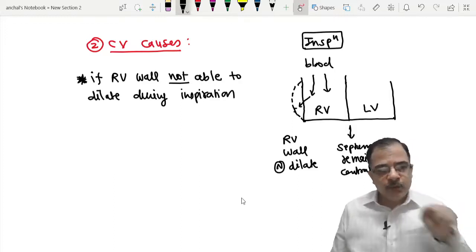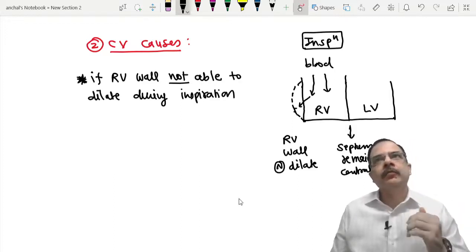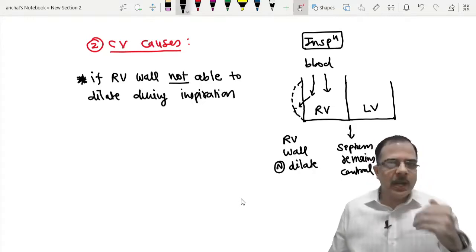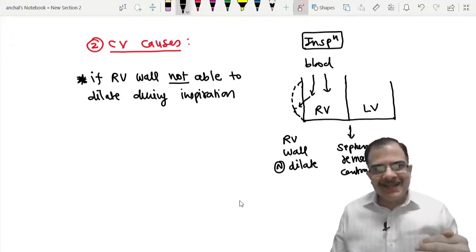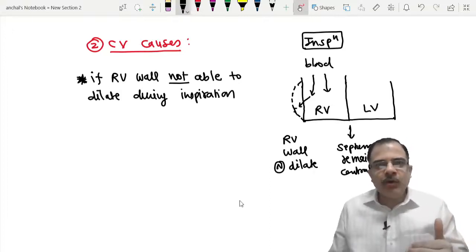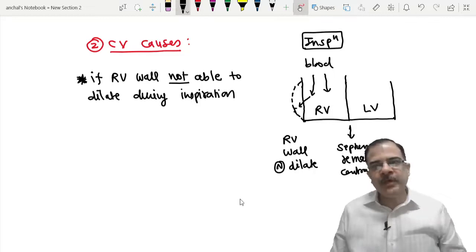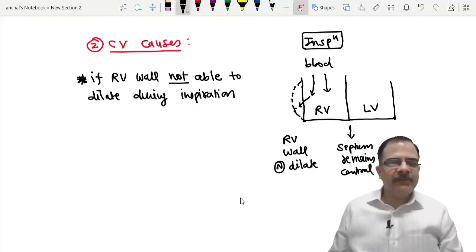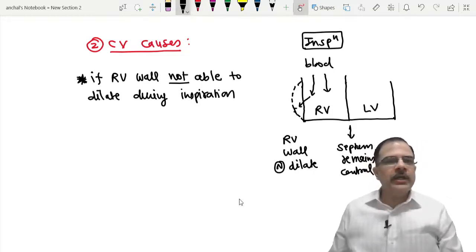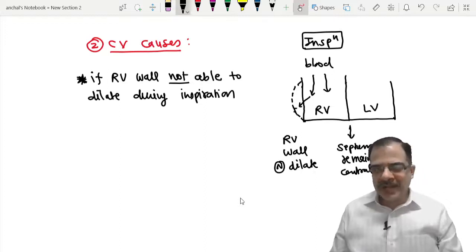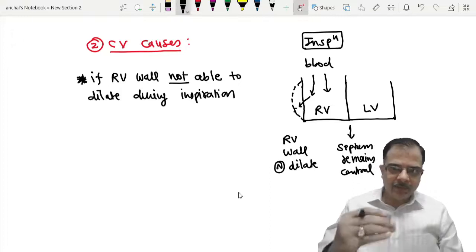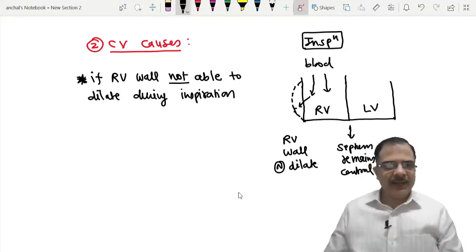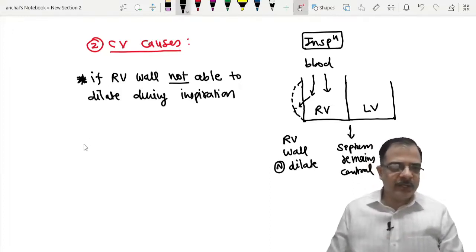So what do you think will happen during the inspiratory phase? How will the extra blood in the right ventricle get accommodated if the right ventricle wall is not able to dilate during the inspiratory phase? Think and tell me what will happen in that scenario. And that will be your causes here, the cardiovascular causes.